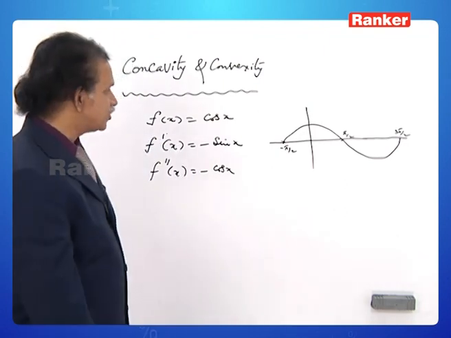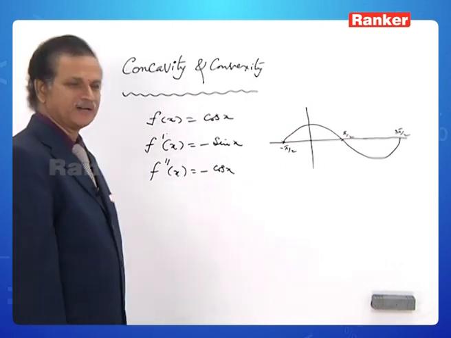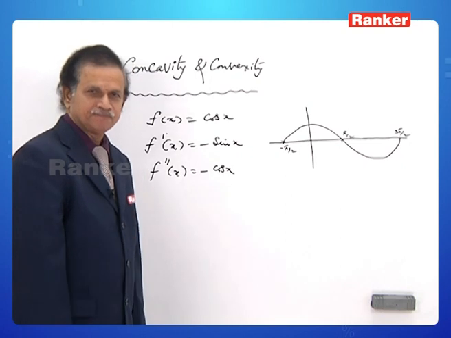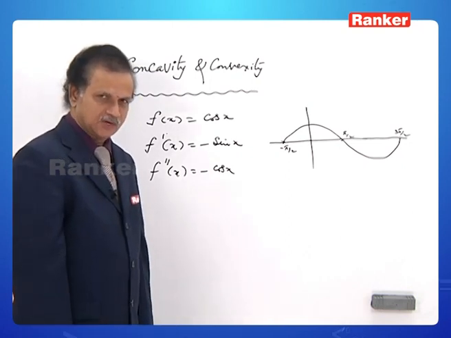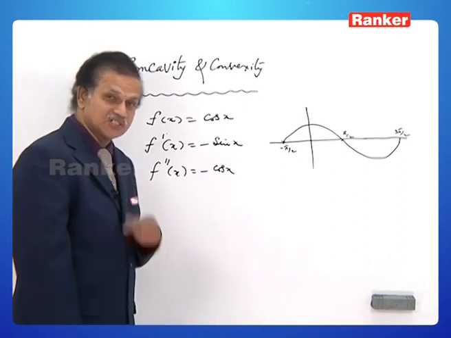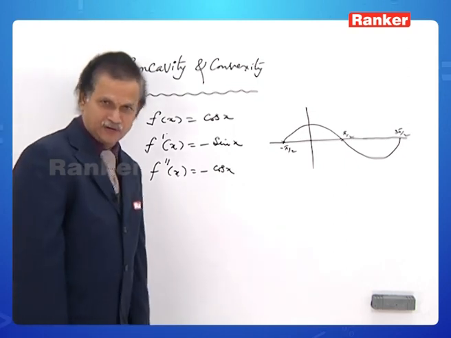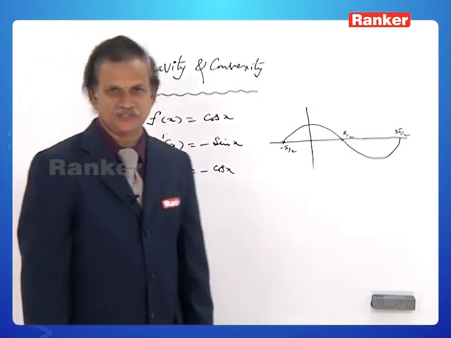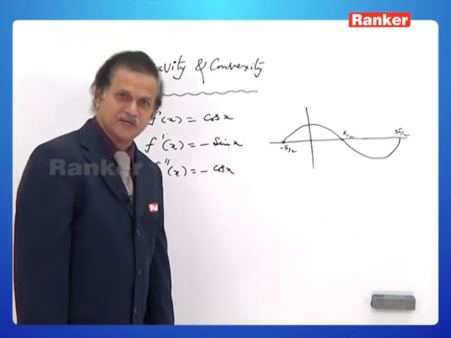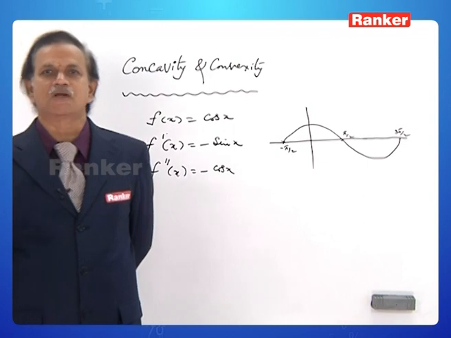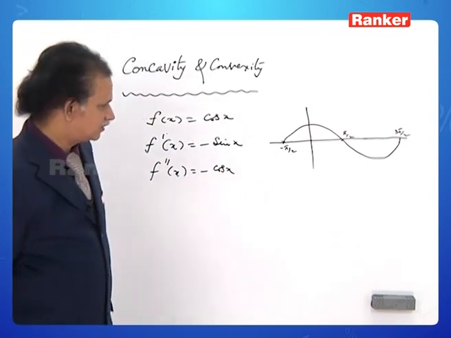Similarly, between pi by 2 and 3 pi by 2, what happens? The graph of f of x equal to cos x lies below the x-axis. That is, it is negative. Cos x is negative, so minus cos x is positive. Therefore, f double dash x is positive. So in that particular interval, the function is concave.